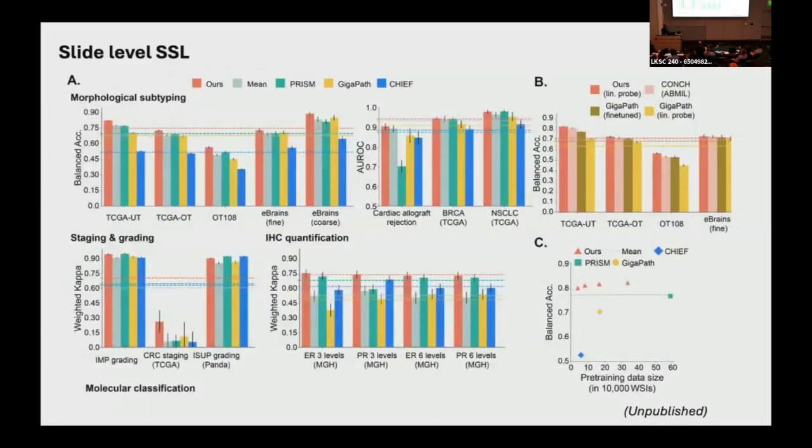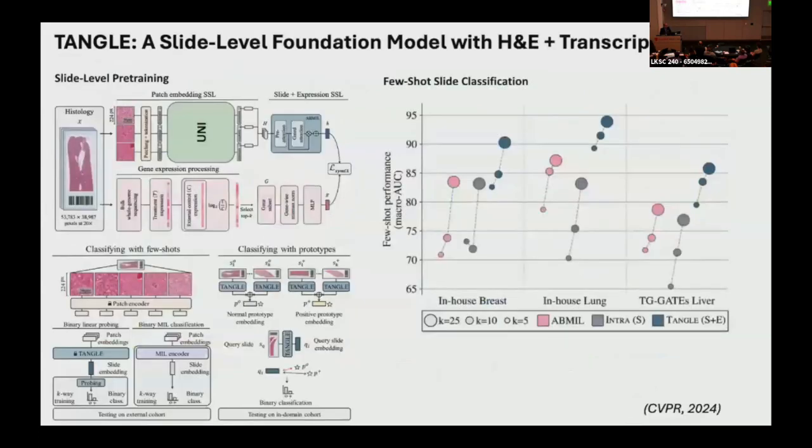So just some initial results on this. For a host of different tasks, including morphologic subtyping, staging and grading, IHC quantification, as well as looking at how the models scale in terms of data when we have more diverse data, as well as when we have data coming from a variety of different sources, and how it does on easier and difficult problems, overall we find that models that are trained on more diverse data and models that are contrasted with another modality, in this case text, do much better overall.